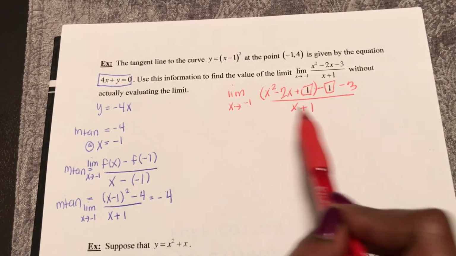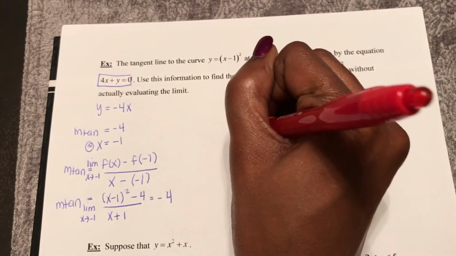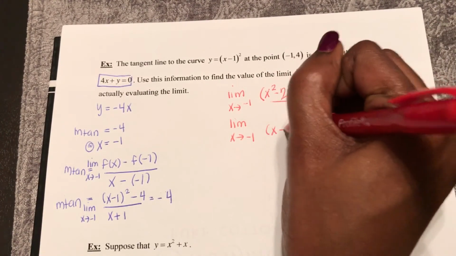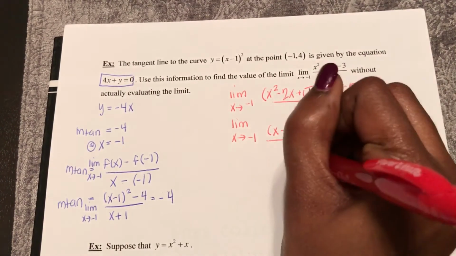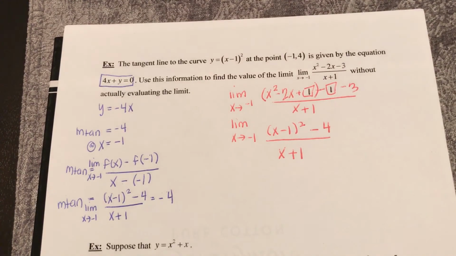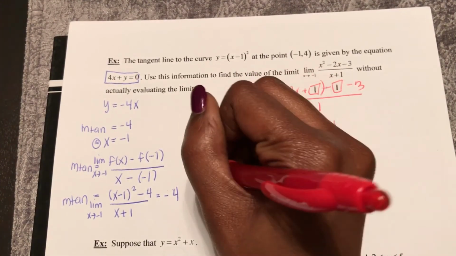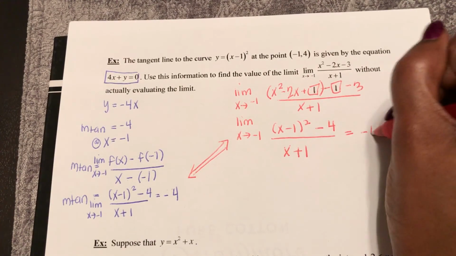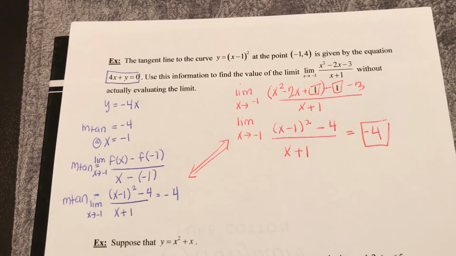Let me know if you need help with completing the square. So now this becomes the limit as x approaches -1. This factors to be x minus 1 squared, subtracting 4 when I combine like terms, all over x plus 1. Well, these are equivalent statements, so therefore this limit is -4. So that's a pretty cool application and connection.